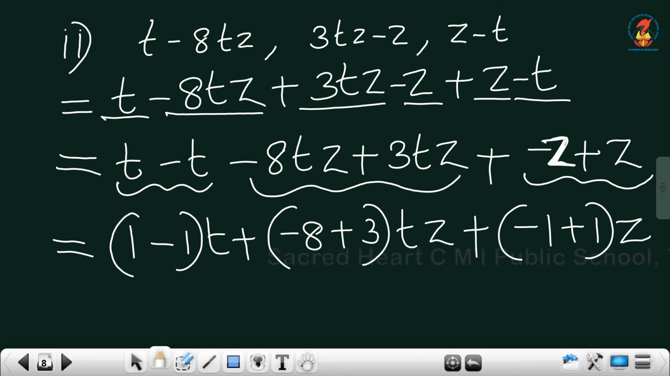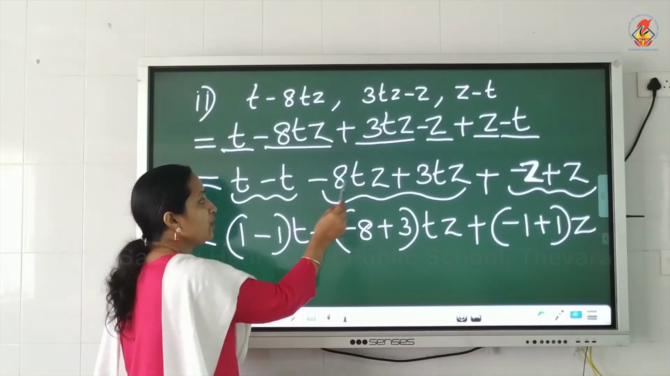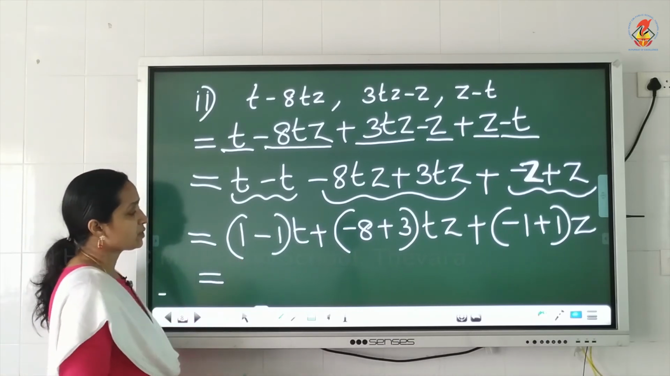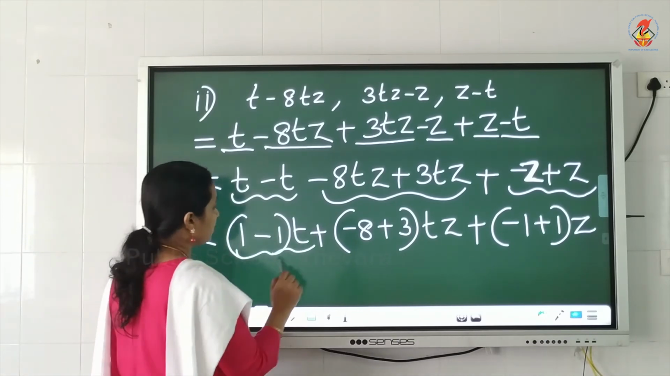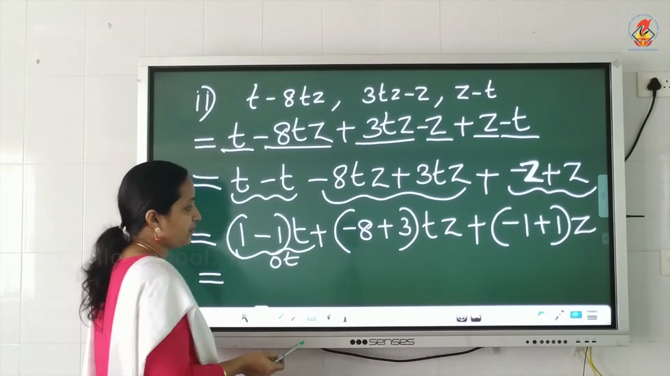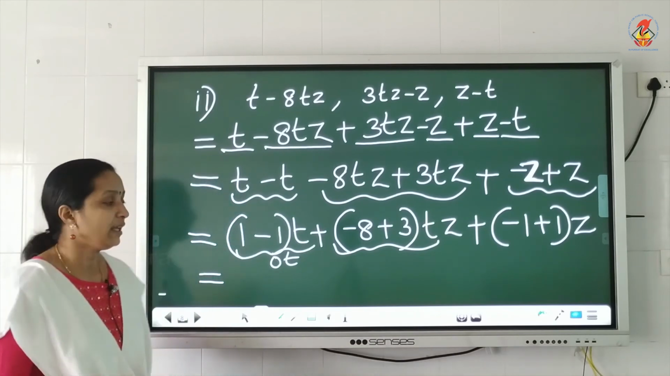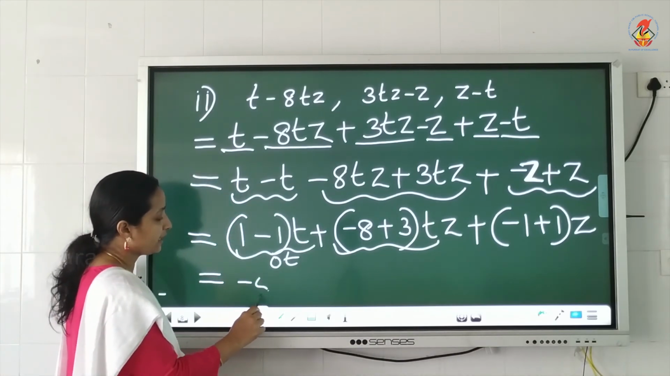Okay. I told you why we are putting this addition sign here, because the negative sign belongs to that term. Now you solve the group. 1 minus 1, what is the answer? 0t. That means 0 itself. Here, negative 8 plus 3. What is the answer? Negative 8 plus 3 is negative 5.